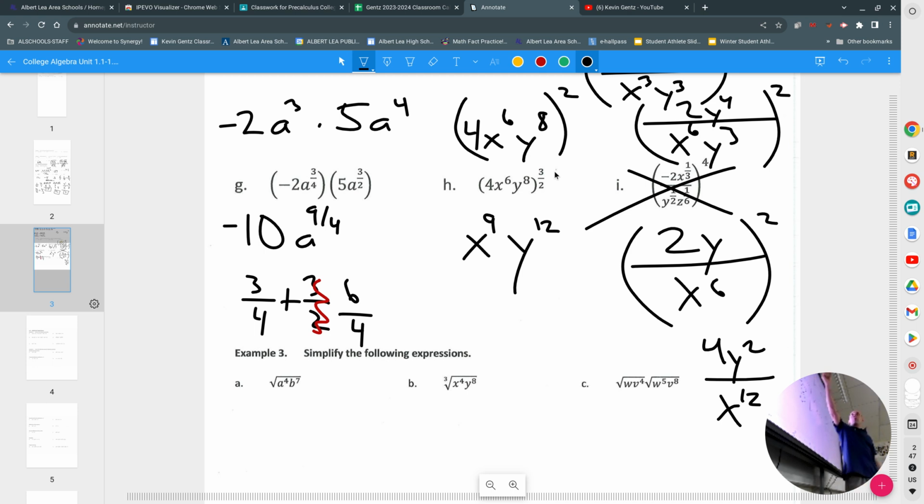So let's figure out what this is. What's 4 cubed? And what's the square root of 64? 8. So I get 8 out of that. So if we drop back to our page right here, this is 8.